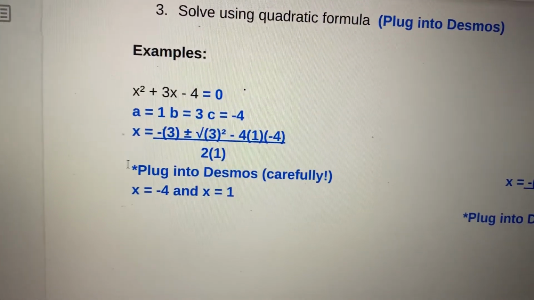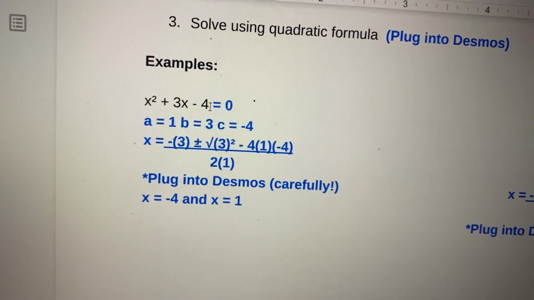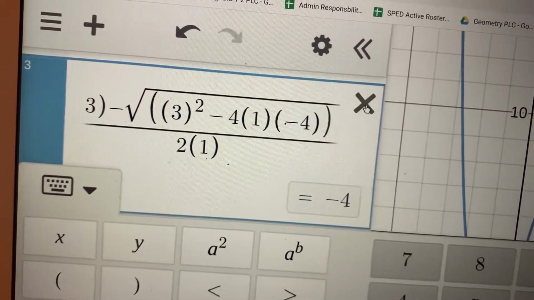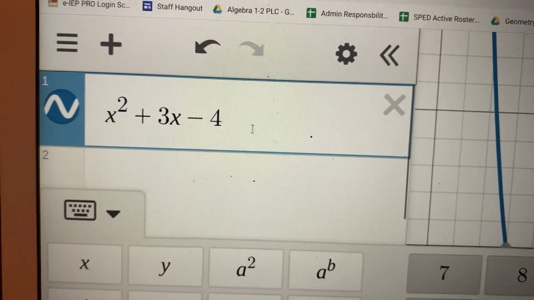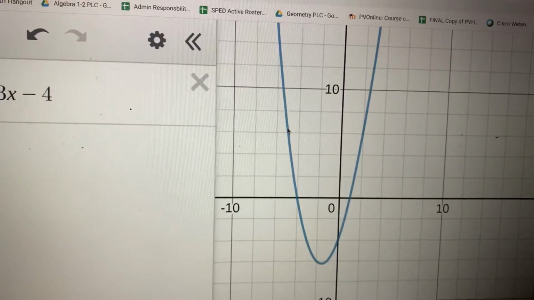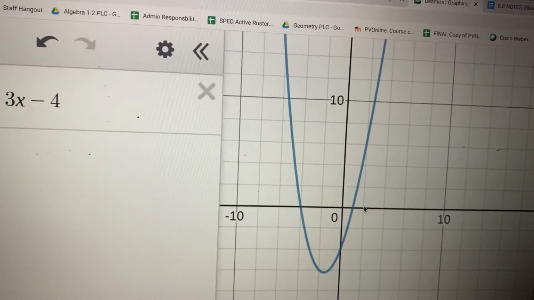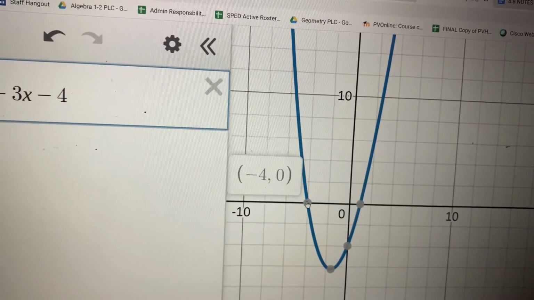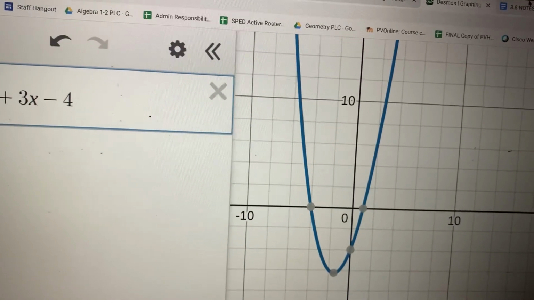Now, a way we can always double check our work is we can take the original equation, x squared plus 3x minus 4, and we can plug that into Desmos. So I'm going to go ahead and delete this, delete that. I plug that into Desmos, I get a parabola, right? It looks like this. The solutions are the x-intercepts, so where it hits the x-axis. So that is 1 and negative 4. So we know that we did it correctly, okay? Takes a lot of practice.